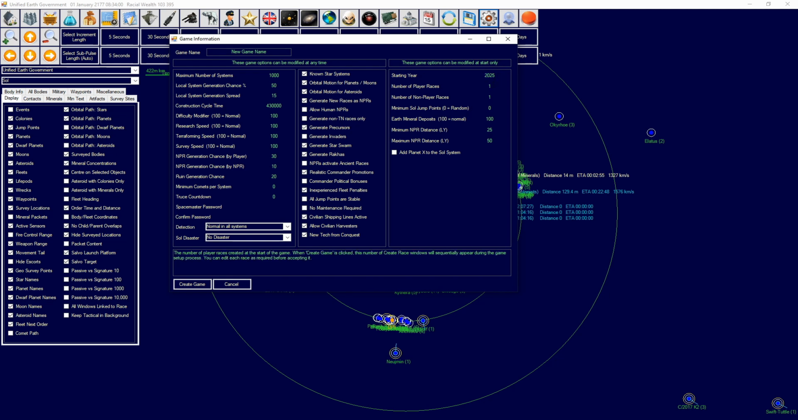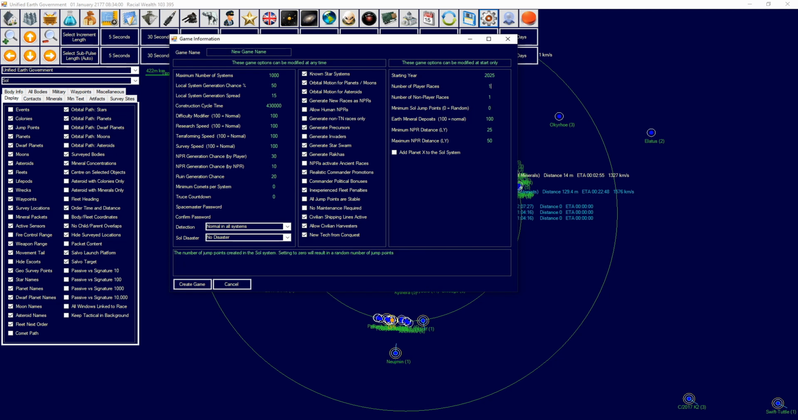Number of player races. This is the number of player races at the start of the game. Usually 1 for you. Nothing to worry about. Number of NPRs. Now with C+, you have the option to have more than 1 NPR, or more than 0 NPRs, because the game isn't extremely slow. So this means that you can have multiple NPRs. These NPRs will spawn usually on the other side of the galaxy, based on the minimum and maximum NPR distance. And they will fight on their own. They will explore on their own. They will create empires. They will do what they do, and you will have to deal with them eventually.